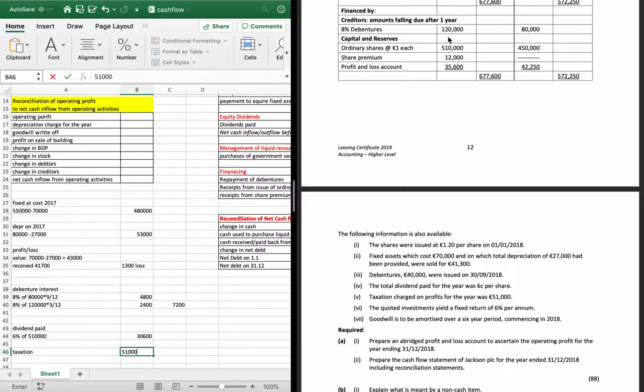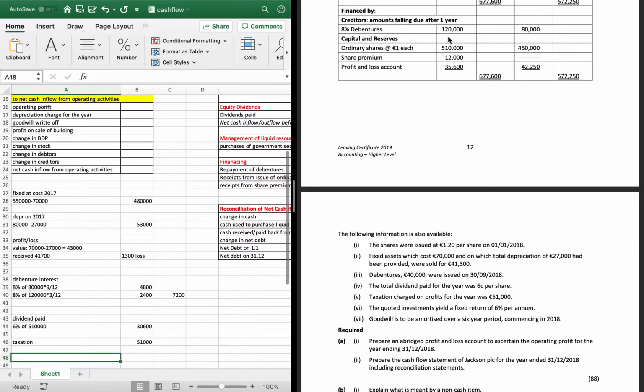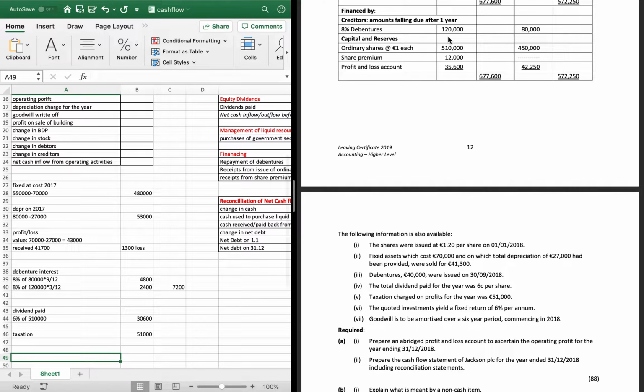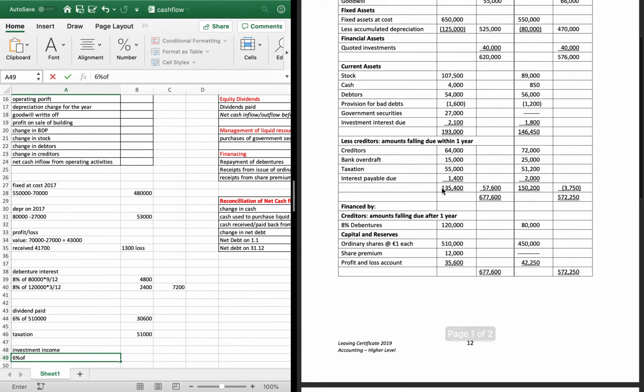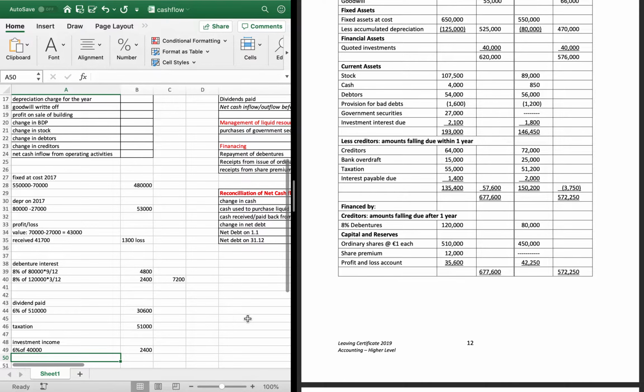In our answer in our first part. The quoted investments give a return of 6% per annum. So that's investment income. Now it's 6% of whatever the investments are for the year. So the quoted investments are 40,000. It didn't tell you that investments were bought or sold during the year, so it's just 6% of 40,000, which is 2,400.